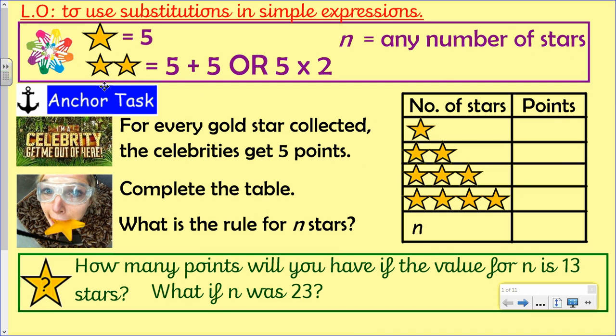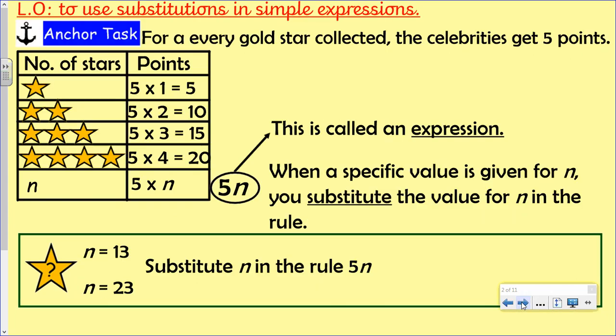Oh, I should have just mentioned, sorry. Star equals 5, if you haven't figured that one out. 2 stars then is 5 add 5, or indeed 5 times 2. This might make your life a little bit simpler, this 5 times 2 business. Okay, so make sure you've had a go, and then we'll go over the answers.